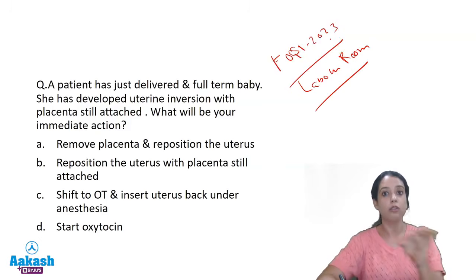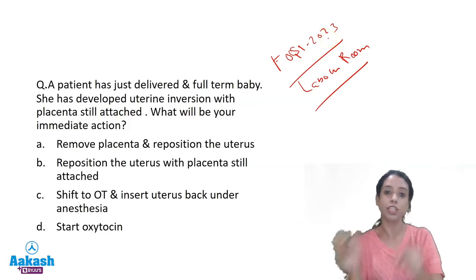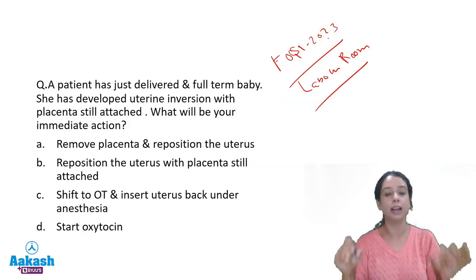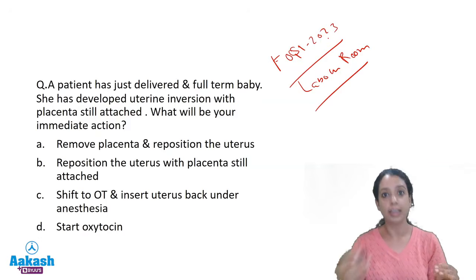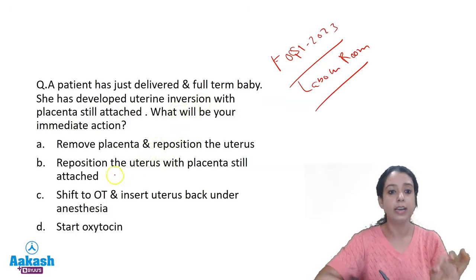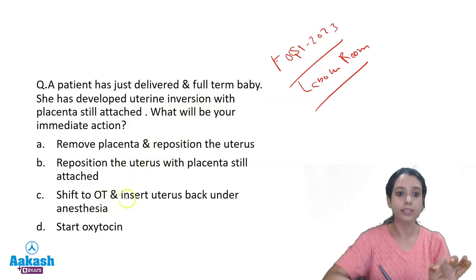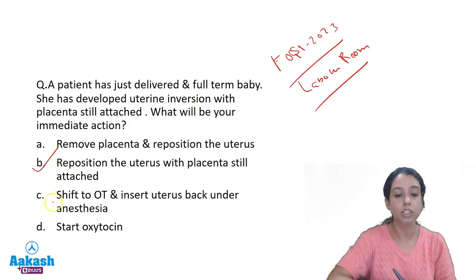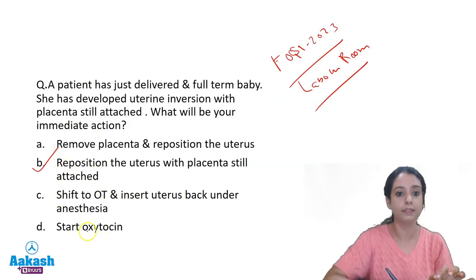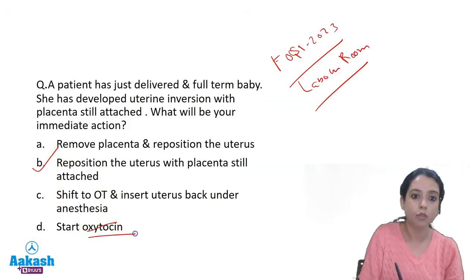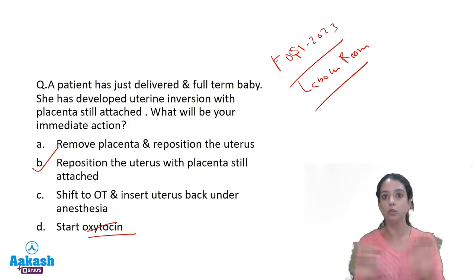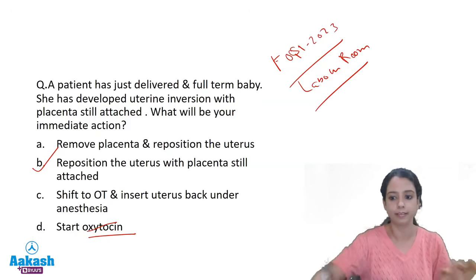If you are not able to reposit, the next step is to shift the patient to the OT and try repositing under anesthesia, because anesthesia will relax the uterus. Then you will try again. So removing the placenta is definitely not to be done. Reposition of the uterus is your answer. Shift to OT only when the first step is not working. You will never start oxytocin. If repositioning is not happening, then you will start a uterine relaxant so that the uterus can be reposited. You will not start oxytocin. So this is your answer.